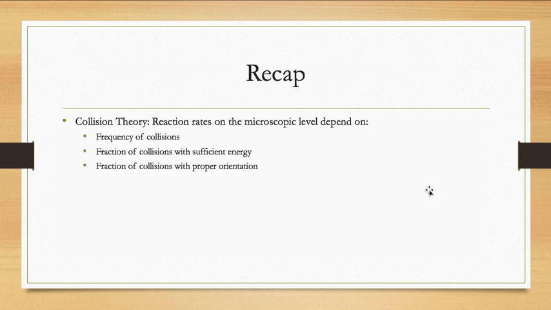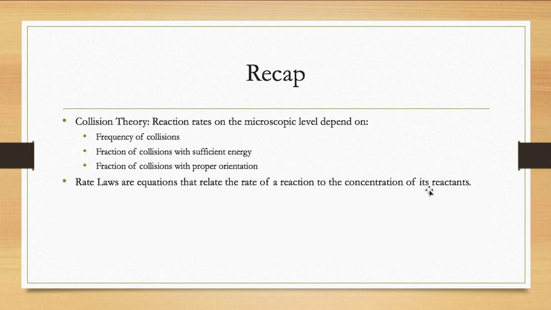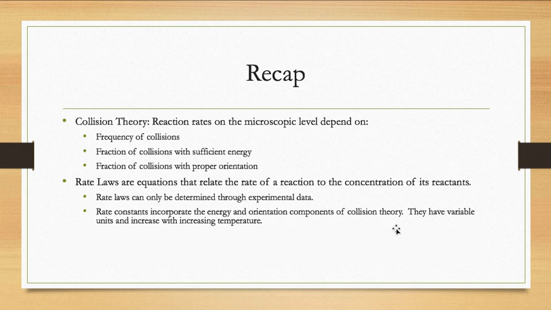So just to recap, now we've got collision theory, which focuses on what's happening on the microscopic level, and then how does that relate to the macroscopic variables, and how do those relate to the rate, right? So a rate law is an equation that relates the rate of a reaction to the concentration of its reactants. It includes that temperature piece as well, but in the rate constant. Rate laws can only be determined through experiment, right? So that's how we figure this out. We look at this rate data, we do these kinetics experiments, and then we figure out what the rate law is from that information. Rate constants incorporate the energy and the orientation part of collision theory.